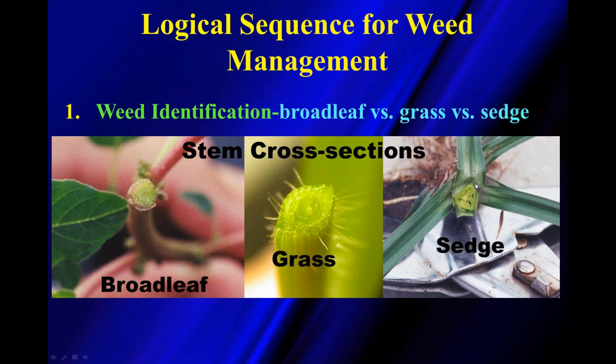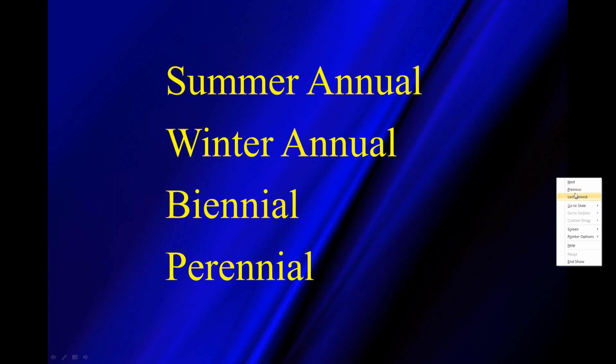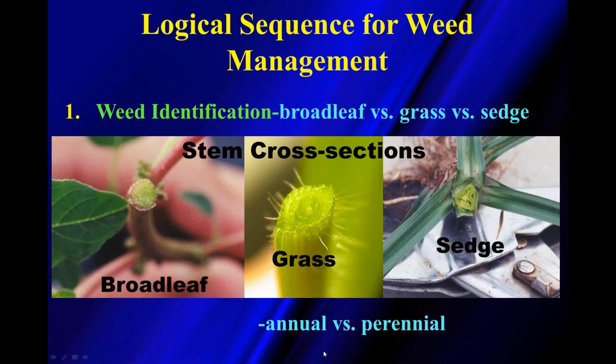So therefore you can decide right off the bat whether you've got a sedge or a grass, and of course whether or not you've got a broadleaf weed as well. So again, it's not a big stretch to figure out whether you've got a broadleaf or a grass versus a sedge. It's just real important to know that. The next thing, let me back up. The next thing we have to decide, of course, is whether we've got an annual or a perennial.